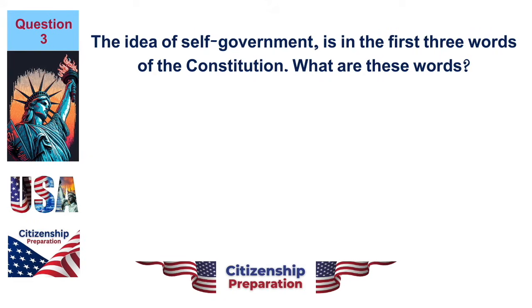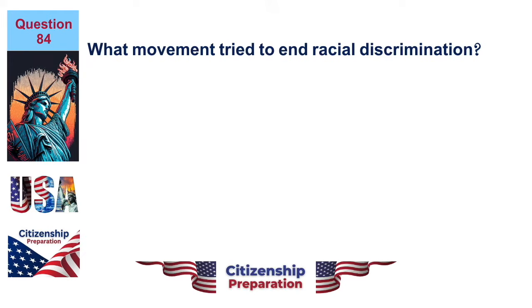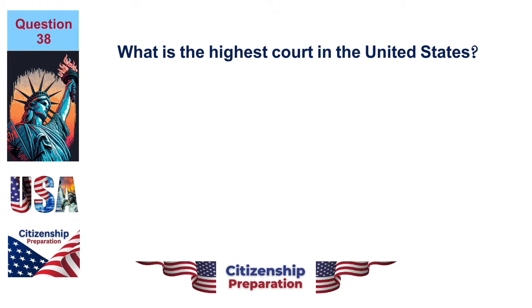The idea of self-government is in the first 3 words of the Constitution. What are these words? We the people. What movement tried to end racial discrimination? Civil rights movement. What is the highest court in the United States? The Supreme Court.